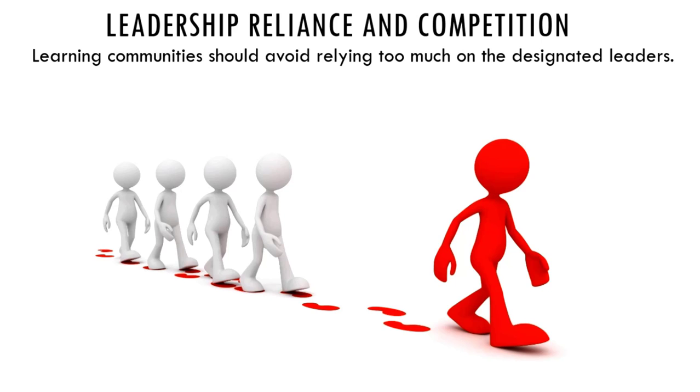All right, next we have leadership reliance and competition. Learning communities need to avoid relying too much on the designated leader, and obviously for us, that means teachers. Learning communities need to avoid relying too much on us as teachers, and we'll get into that more in the following slide. But this can even go for collaborative groups of students. If you put kids in a group of 5 and one kid takes the leadership role and all the kids are constantly just deferring to what that one student wants to do, that's kind of hurting the collaborative environment of that group.